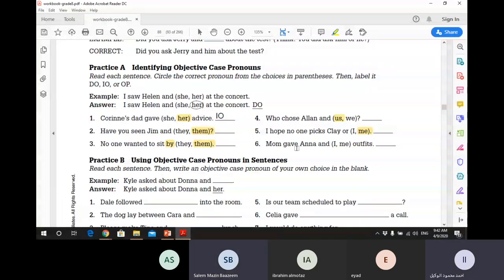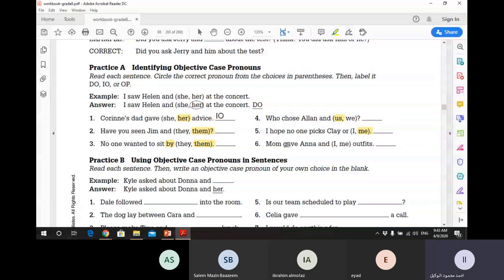It's pretty weird. I mean, how is that me and not I? Okay, here you have I as the subject, right? Subject pronoun. Hope is the verb. No one is another subject. Picks is an action verb. Clay or me is a compound object. Oh, okay. Like I spoke to Alan and him or her.